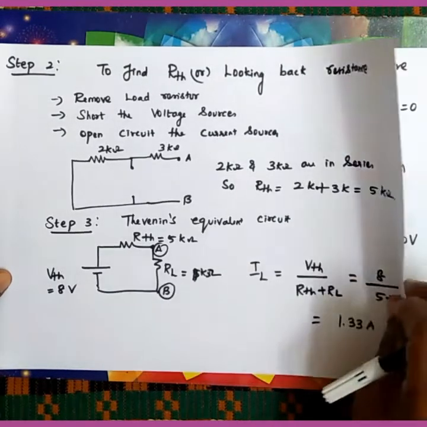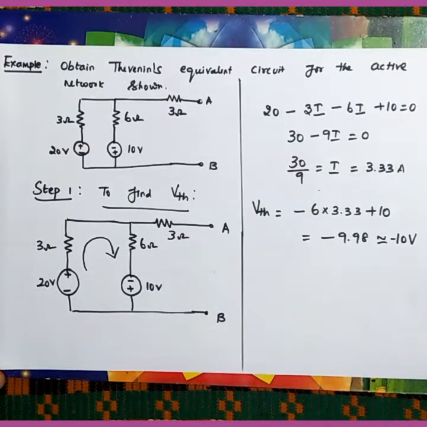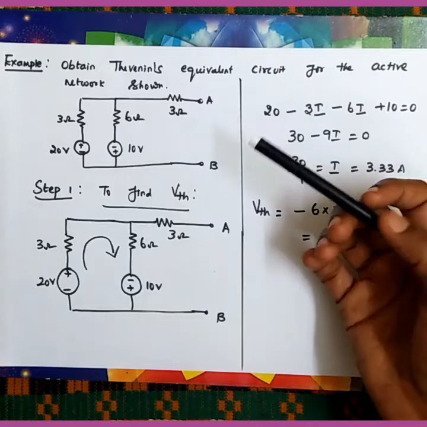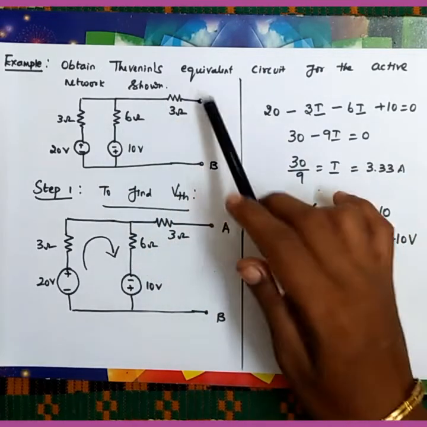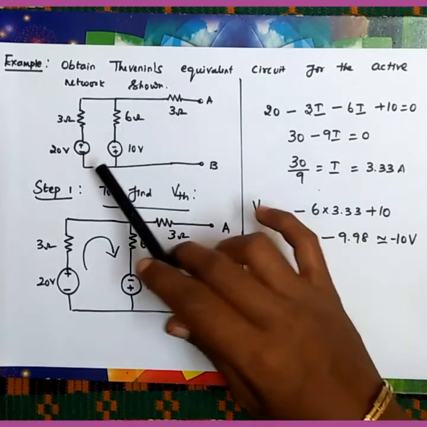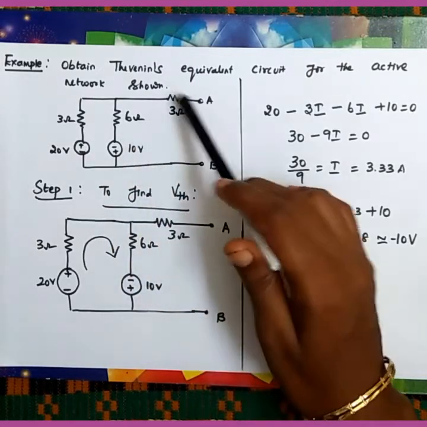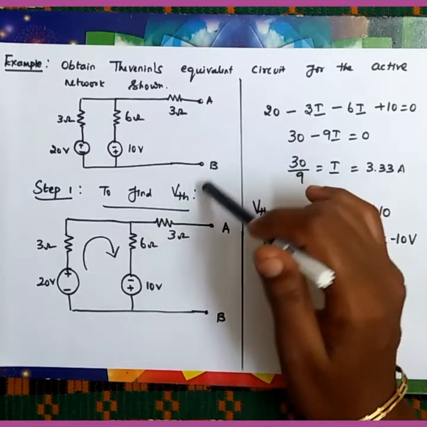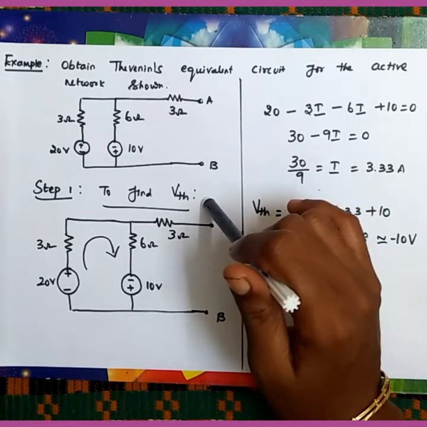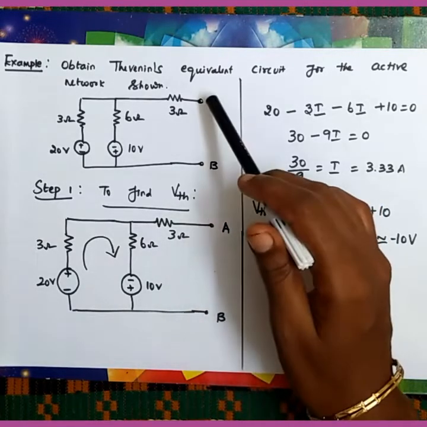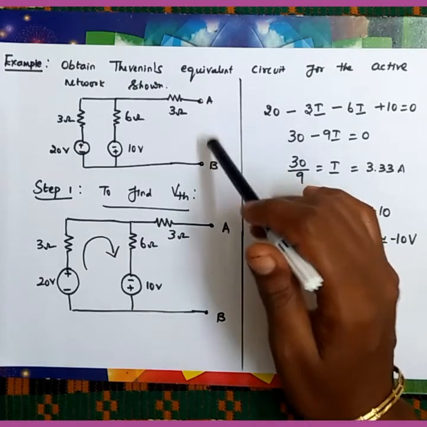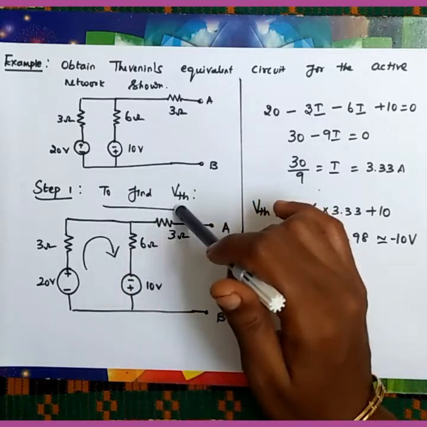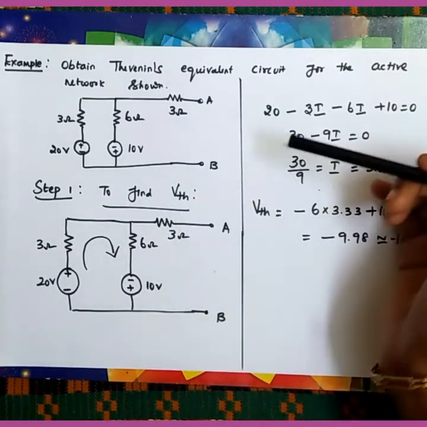Now let us move on to another problem to understand Thevenin's theorem much better. This circuit has two voltage sources, and we are supposed to solve it. The first step is to find the Thevenin's voltage, or open circuit voltage. We are not given the load resistor. We are supposed to draw only the Thevenin's equivalent circuit, which is nothing but VTH and RTH, so it is sufficient if you find VTH as well as RTH.